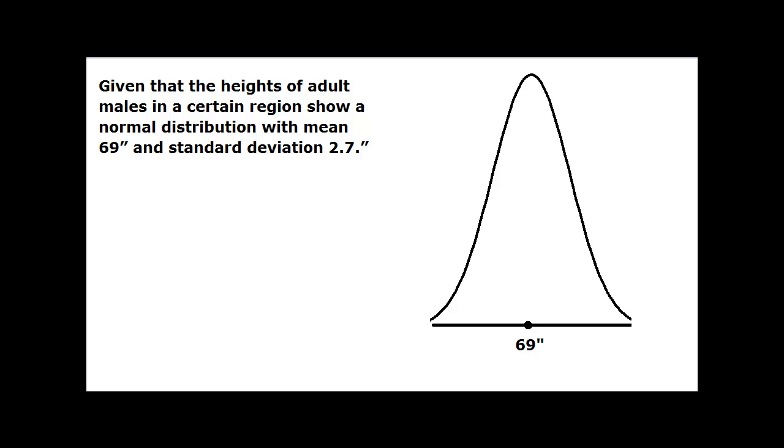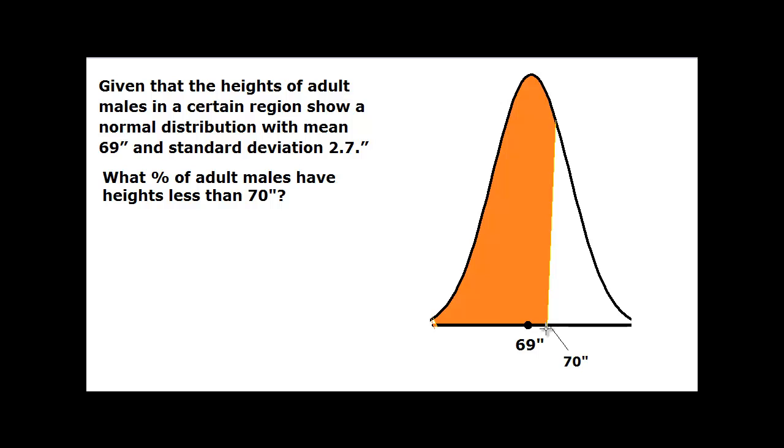So here we are talking about a normal distribution whose mean is 69 inches, because the variable that we are talking about is measured in inches, and standard deviation 2.7 inches. Now we would like to answer the question: what percentage of the values in this population are less than 70 inches? What that means is that we would like to obtain this area under the normal curve to the left of the value 70.